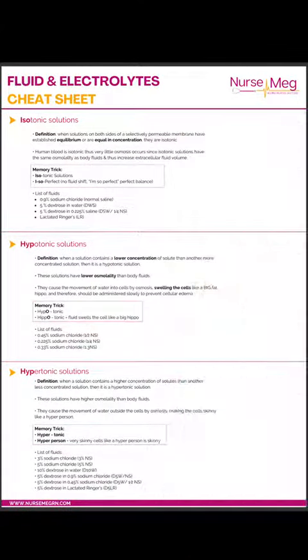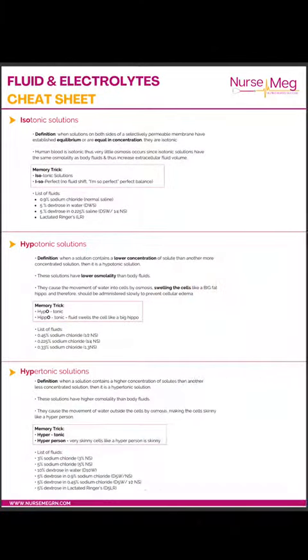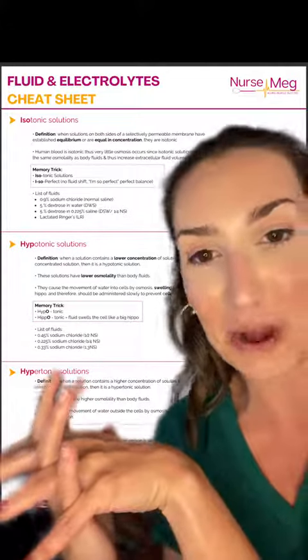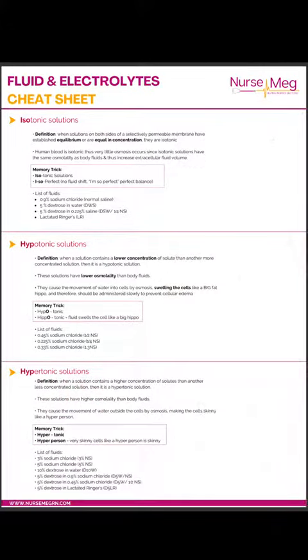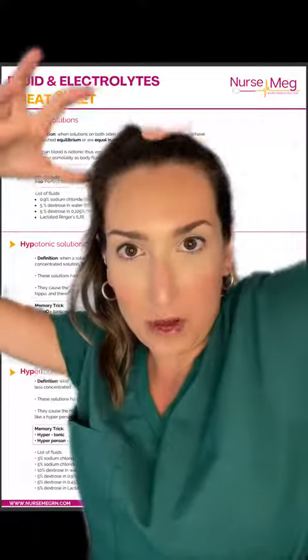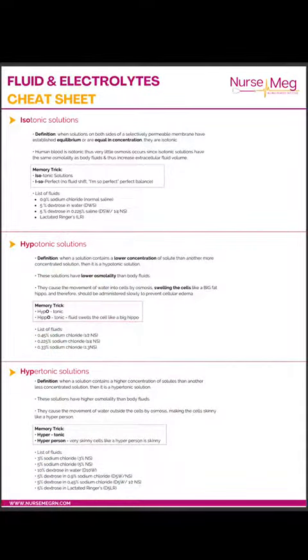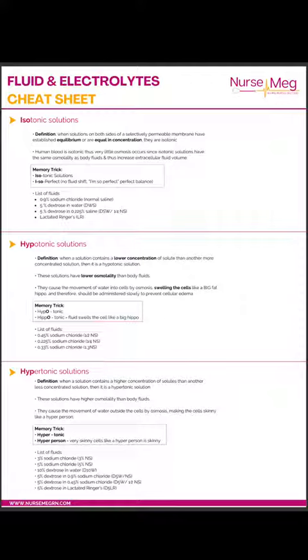Let's move on to hypotonic. This is where the solution contains a lower concentration, and that means that you want to get the bodily fluids moving. So the movement of water into cells through osmosis makes the cells swell and get nice and fat. So memory trick: hippo, a big fat hippo, hypotonic, makes the cells swell. Examples of this are half normal saline, or 0.45, and 0.33 sodium chloride is another example.